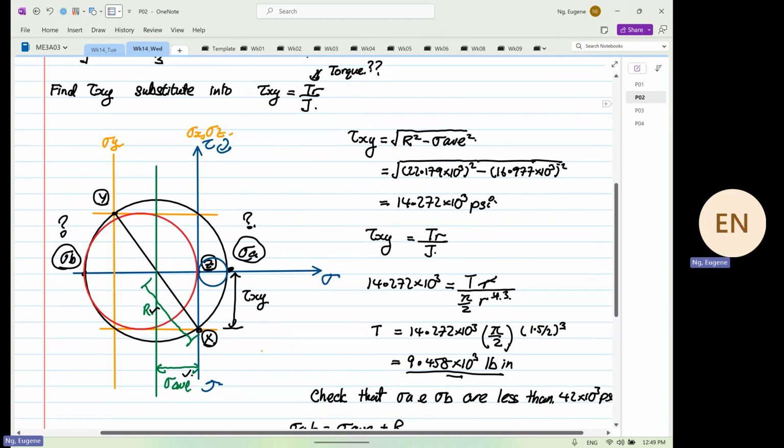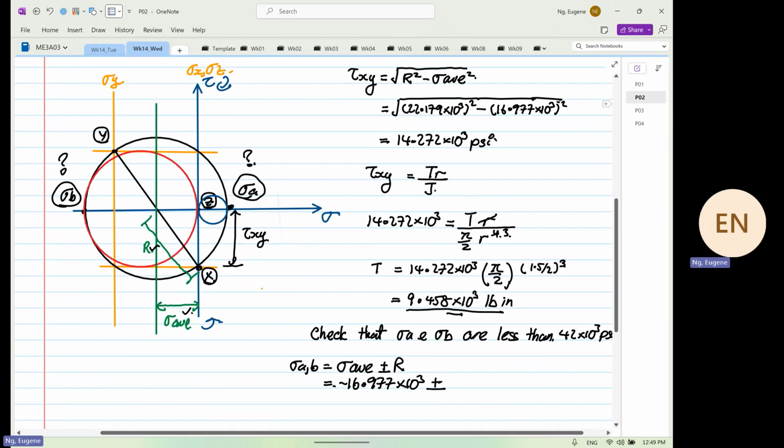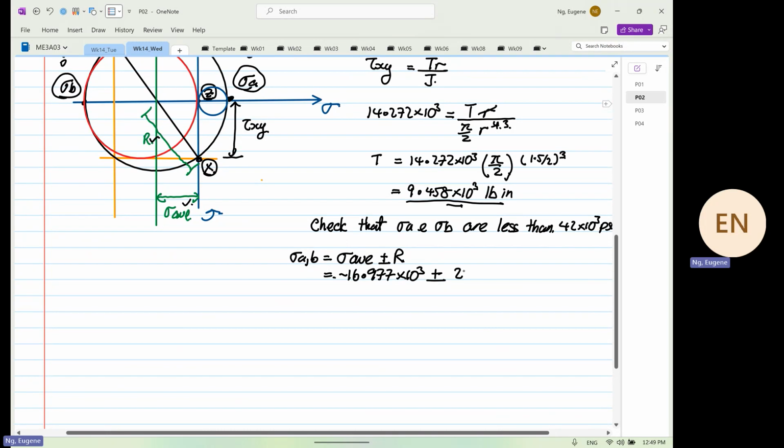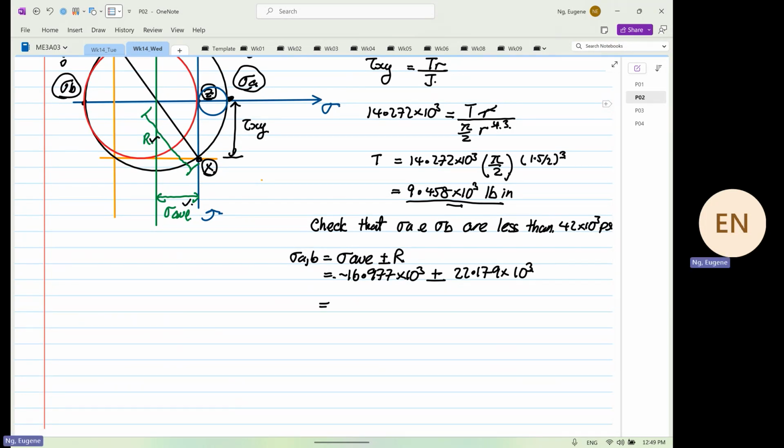So the radius we acquired is equal to 22.179 times 10 to the power 3. So this will be equal to minus 16.977 minus 22.179, so we have minus 39.156 times 10 to the power 3 psi. And the other end, minus 16.977 plus 22.179 times 10 to the power 3 is 5.202.